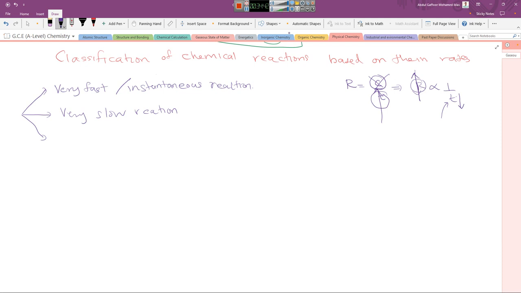But the third category will be moderate reactions. For these type of moderate reactions, we have many examples. For these, we are going to take these moderate reactions to determine the rate of reactions experimentally.